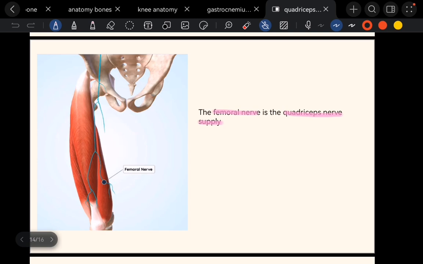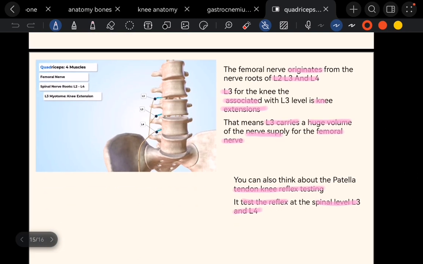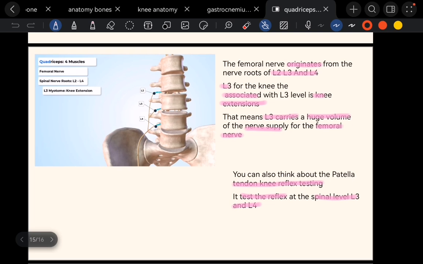So the quadriceps muscle nerve supply is actually called the femoral nerve, and the femoral nerve originates from the lumbar spine. Okay, it originates from the lumbar spine at L2, 3, and 4. Okay, so always remember that L3 is basically associated with knee extension. L3 actually carries a huge volume of the femoral nerve.